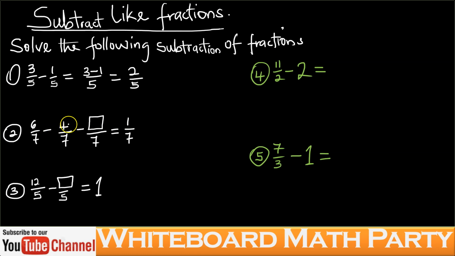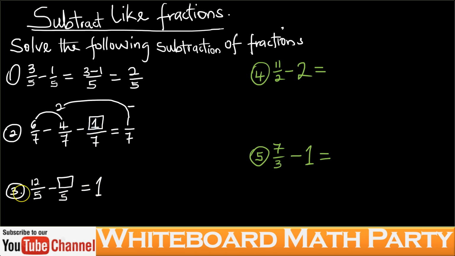6/7 minus 4/7 minus a number 7 is equal to 1/7. What is missing in the box? 6 subtract 4 is 2. Now the next thing you're going to do is, with the 2 you have left after subtracting, I'm going to do 2 minus 1. Okay, 2 minus 1 is 1. 1 is the number missing. It's as easy as that. I fix it here. Done.